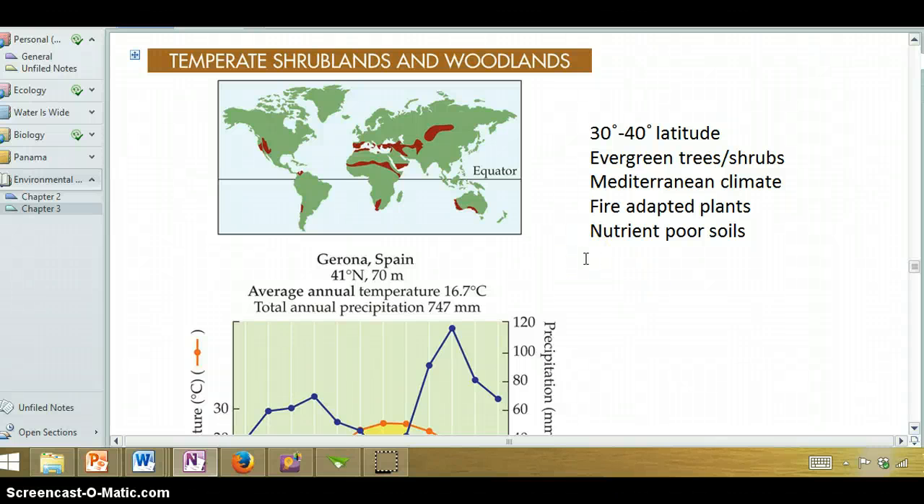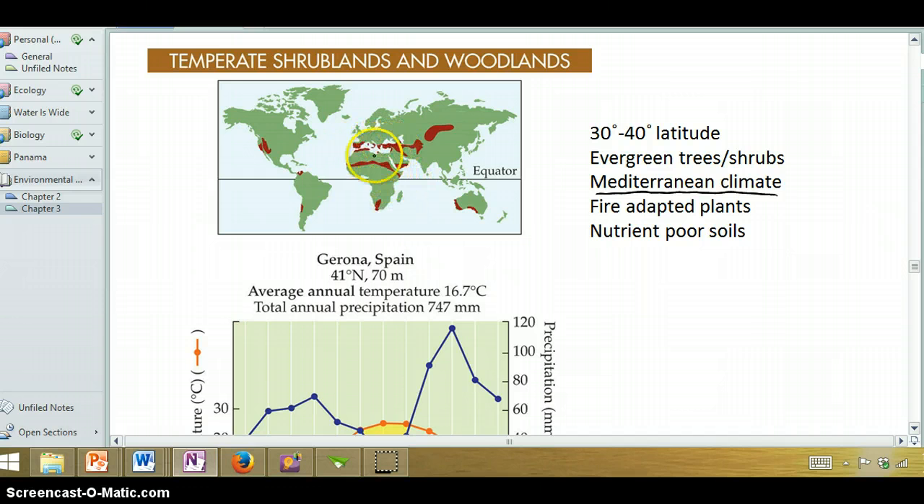All right, let's continue our discussion of Chapter 3, the biomes. And I think we're on this one next, temperate shrublands and woodlands. Now, this is sometimes, as pointed out here, what's known as a Mediterranean climate because there's a lot of this around the Mediterranean, but you do find it in different parts of the globe, as you can see from the map, parts of the southeast United States, particularly the coast of Southern California.